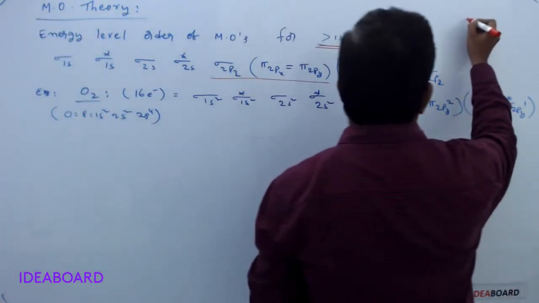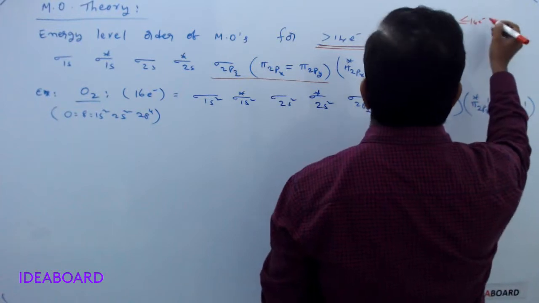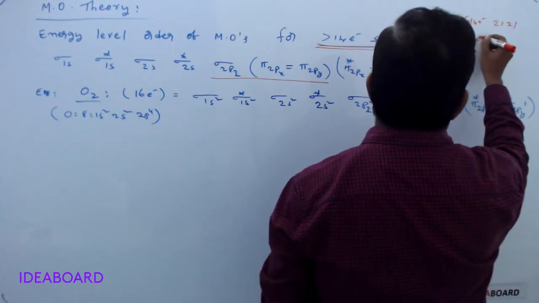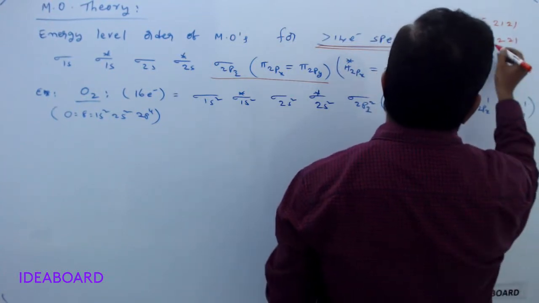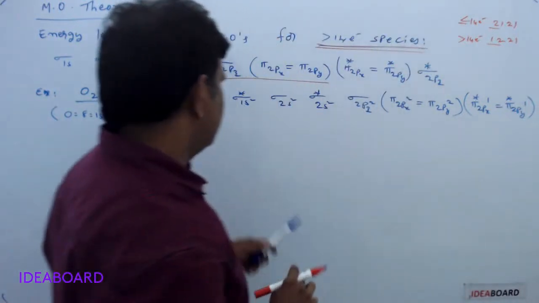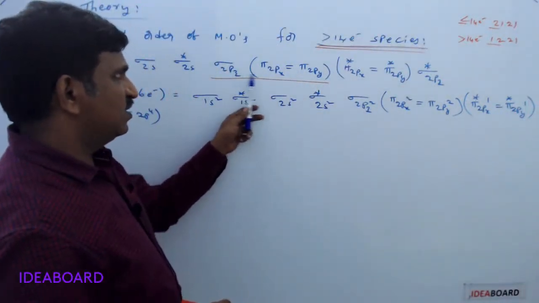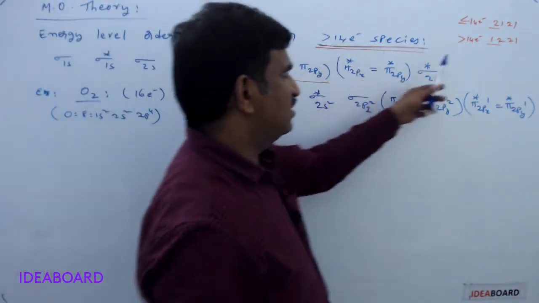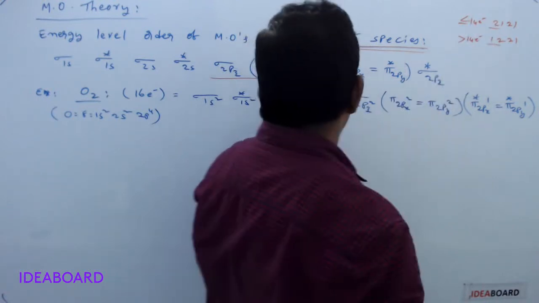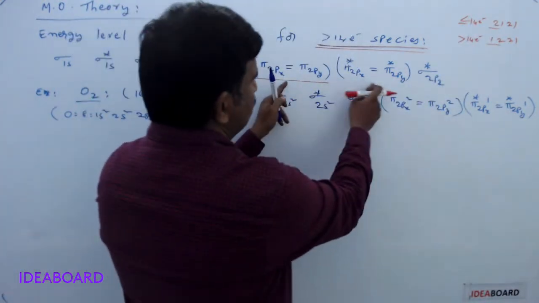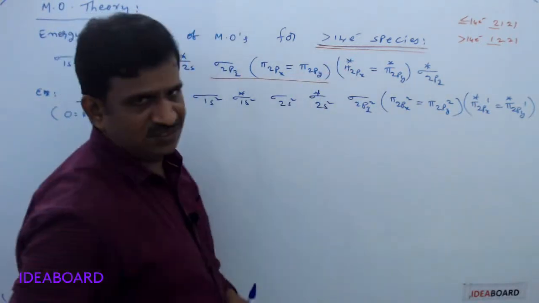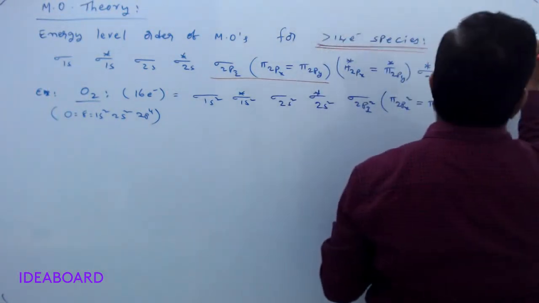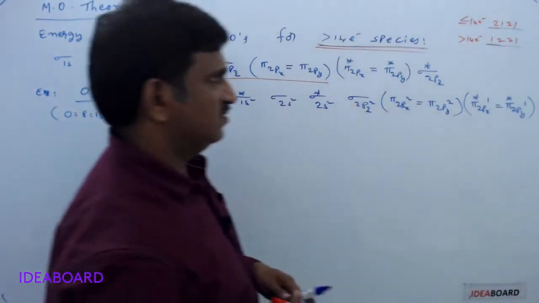For less than 14 electrons, I said clearly that it is 2 1 2 1. For more than 14 electrons, it is 1 2 2 1. What is the difference? What is 1 2, what is 2 1, sir? It is 1 and this is 2 orbitals. But in less than 14 electrons, what did we write? First, these two we have, and in between these two we have the sigma 2pz. You can check it. That is the only difference between less than 14 electrons and more than 14 electrons.